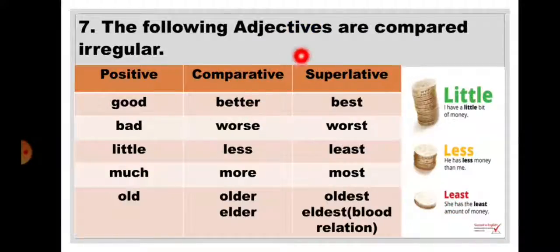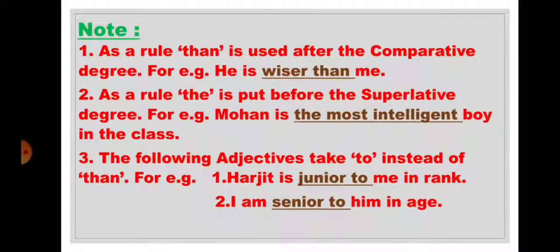Seventh, the following adjectives are compared irregularly. Like in positive, good, better, best. Bad, worse, worst. Little, less, least. Much, more, most. Old, older, oldest, or old, elder, eldest, if it is related to the blood relation.